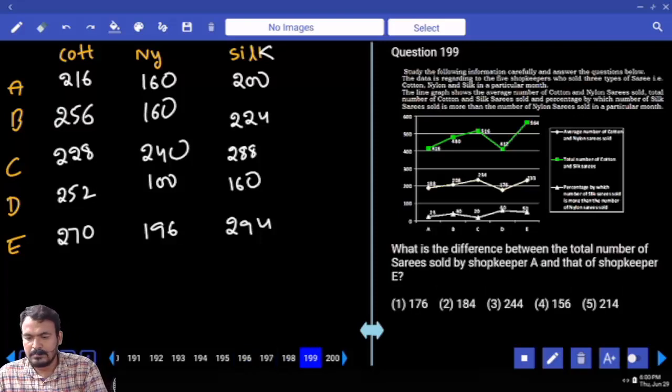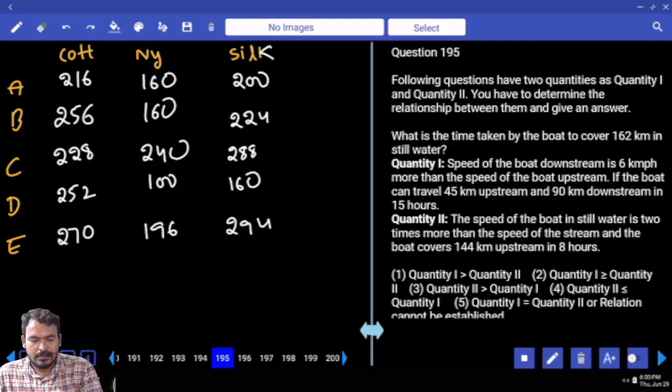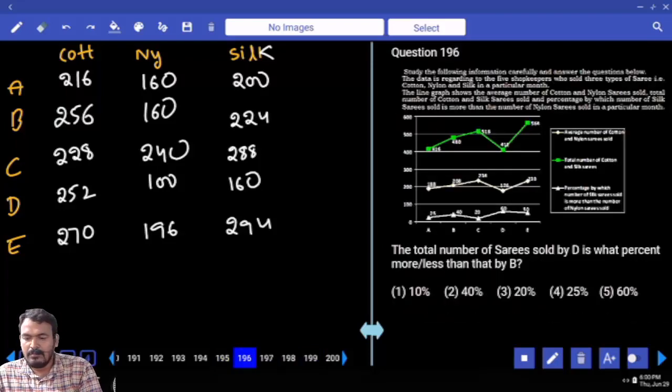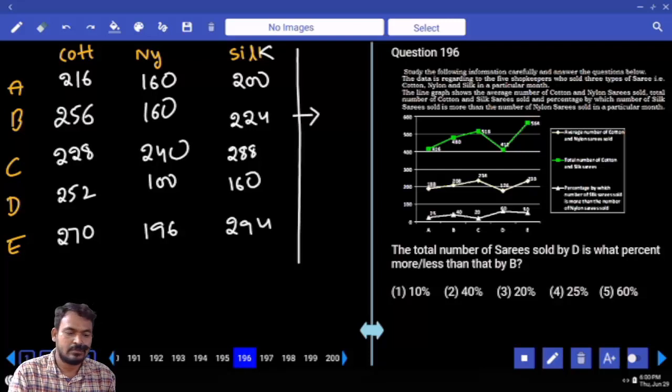All are direct questions. Question 196: The total number of sarees sold by D is what percent more or less than that by B? Total sarees of B means this total value. Next, total sarees of D means this total is what percent more? We get the answer.